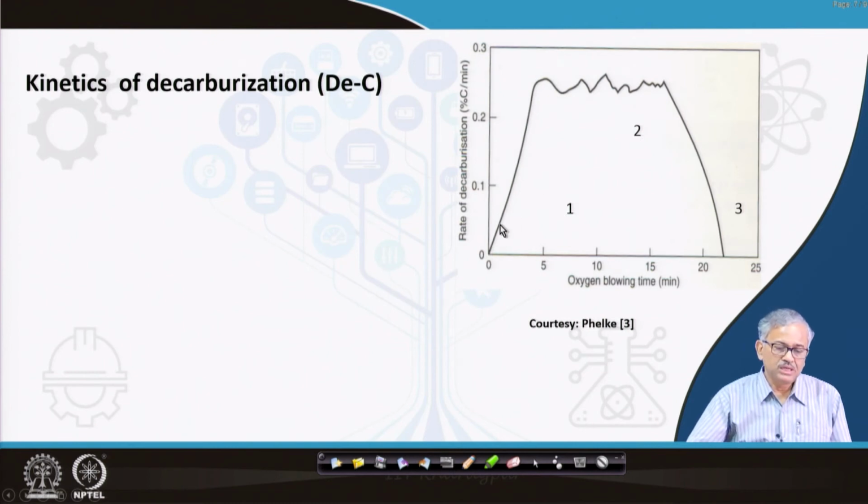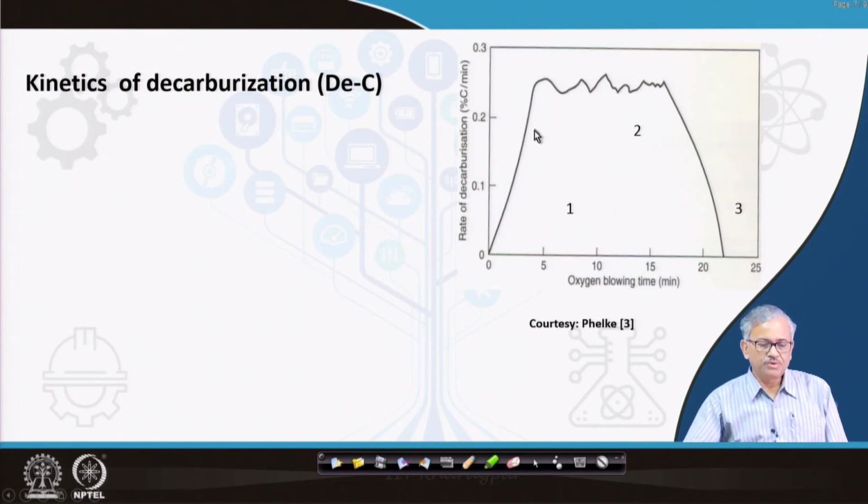So you can see initially you are removing the carbon, so the decarburization rate increases. It can increase this way or that way anyway, but it increases and then stabilizes here. This is called the steady state, and then the decarburization rate decreases. You can see the rate decreases and finally becomes 0. So this is a typical decarburization curve.